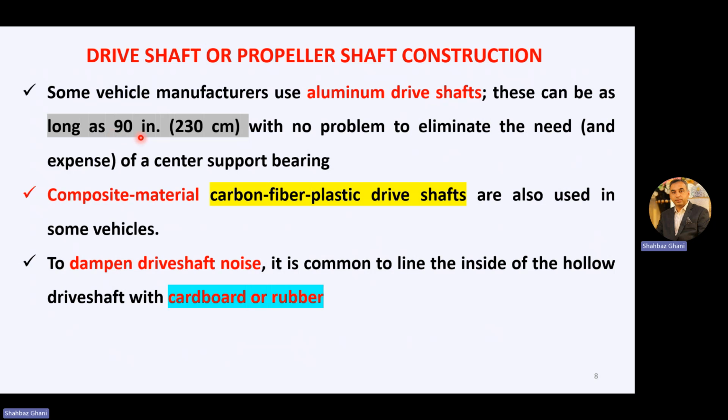So instead of 65 inches, they are 90 inches long, 230 centimeters, with no problem, eliminating the need and expense of a center support bearing, because aluminum alloy shafts are lighter in weight.